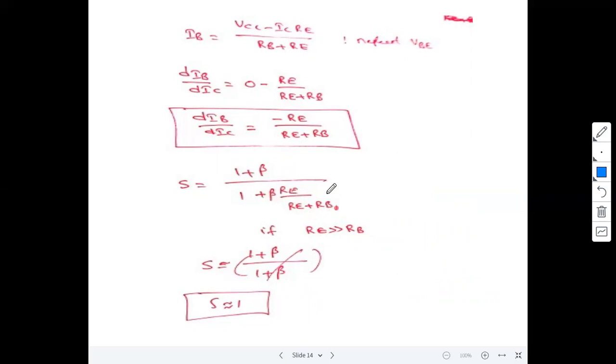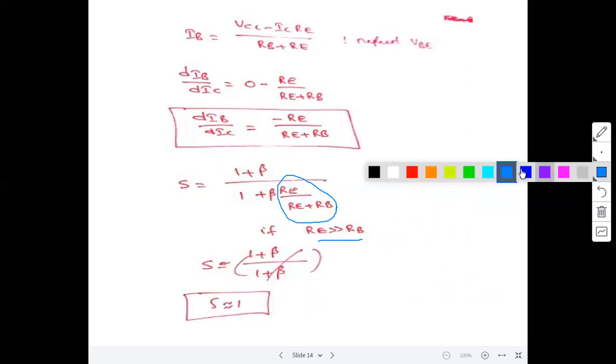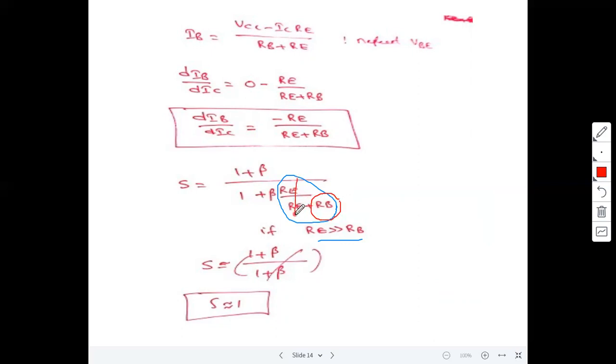Now observe here, this is the ratio RE by (RE plus RB). If RE is very much greater than RB, then we may neglect this RB, and RE gets cancelled. Again, (1 plus beta) by (1 plus beta) also gets cancelled. Then the stability factor is approximately equal to 1.